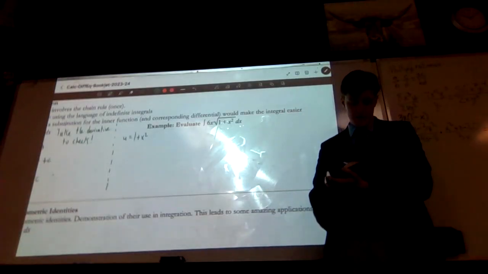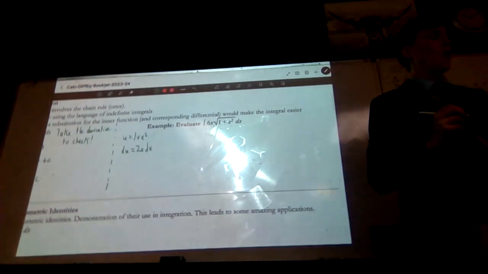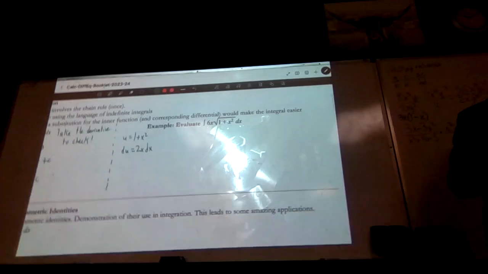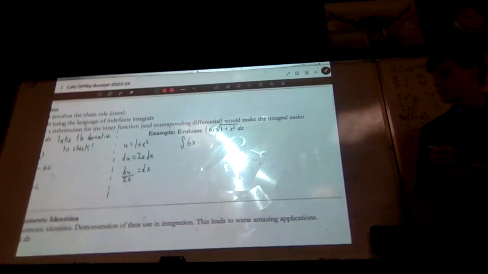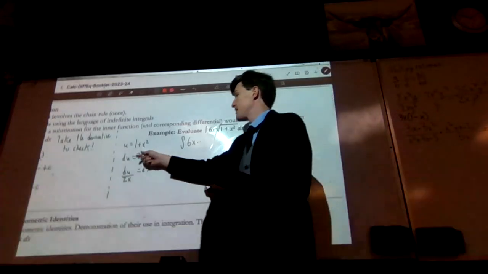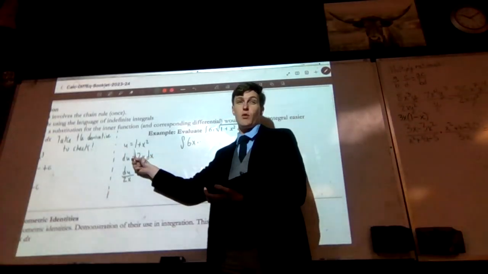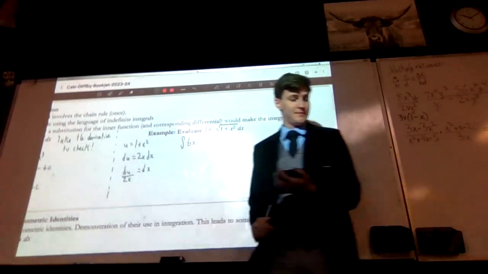And then I'm just going to write it out. What's du going to equal? 2x dx. And then solve for dx. I know that dx equals du over 2x. Then I just come over here and replace everything. The integral of 6x times the square root of 1 plus x squared dx. The derivative of a constant is always equal to 0.